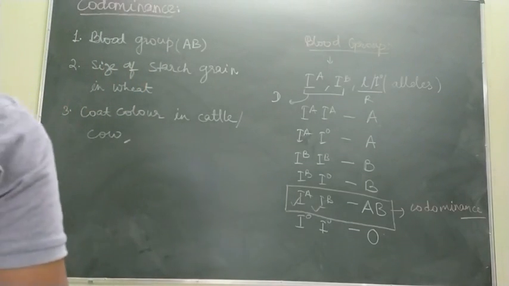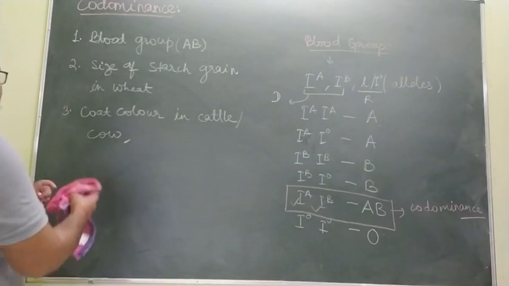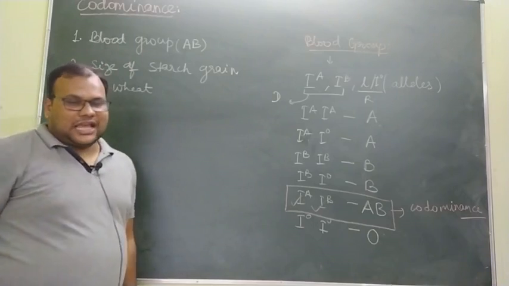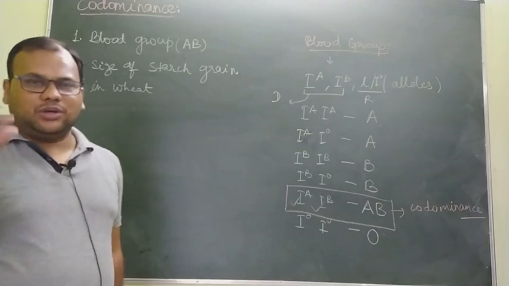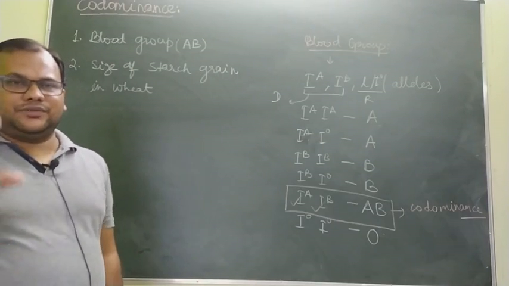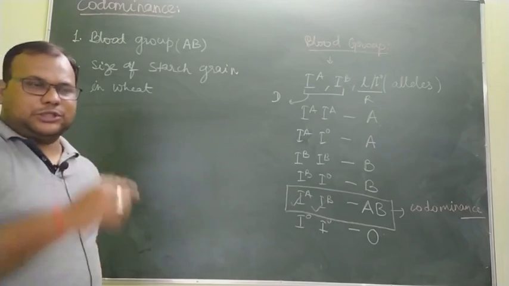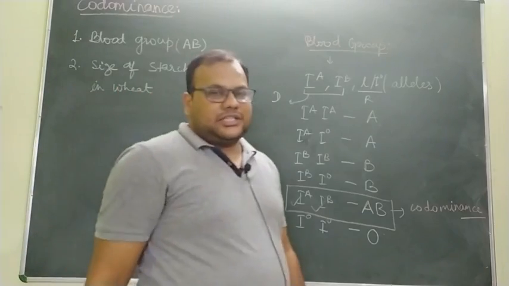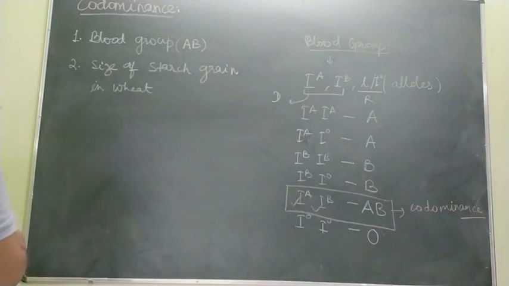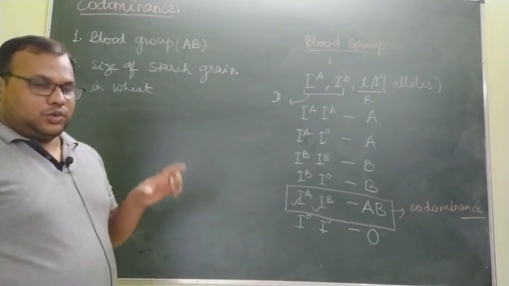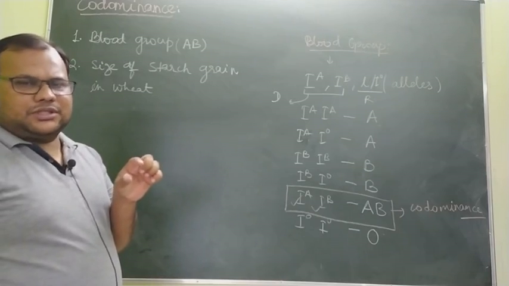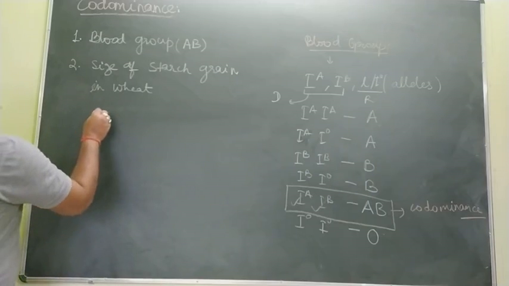Second example, हम wheat size of starch grain की बात करें. So in case of wheat, 3 sizes of starch grains, जो starch होते हैं वो different sizes के present होते हैं. So in wheat plant, 3 sizes are present. One is very large size starch grain, a very small size starch grain, and an intermediate size starch grain is also found. So of which जो larger grains होते हैं, which is a dominant character, and a smaller size होती है, which is recessive character.